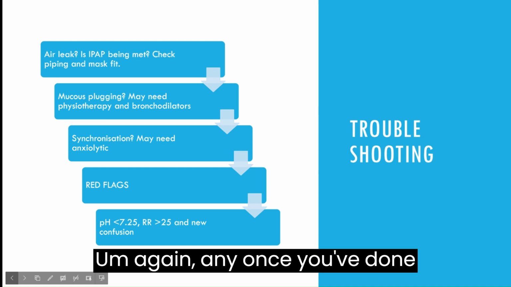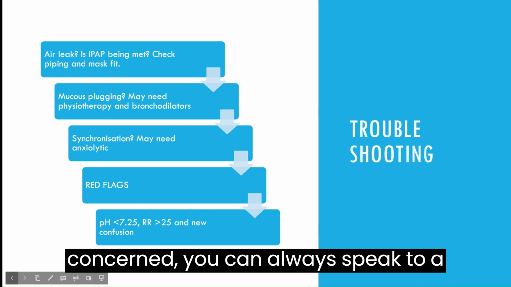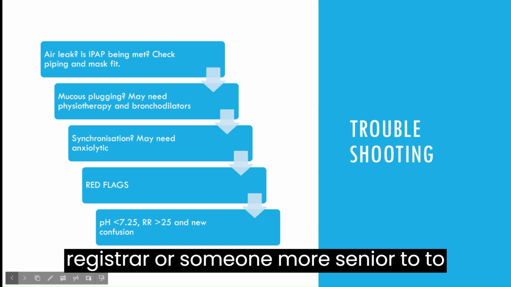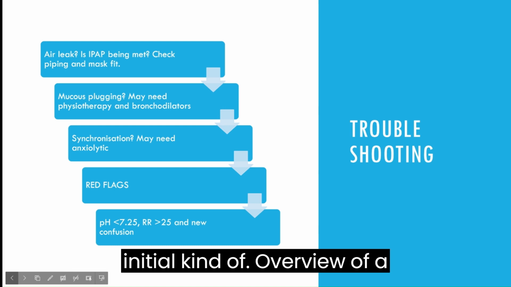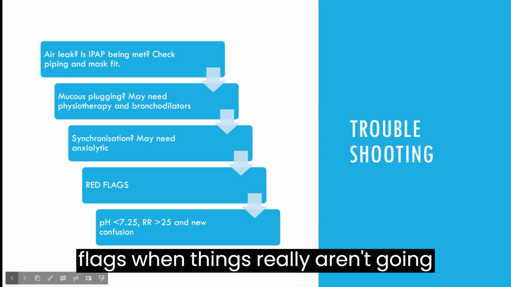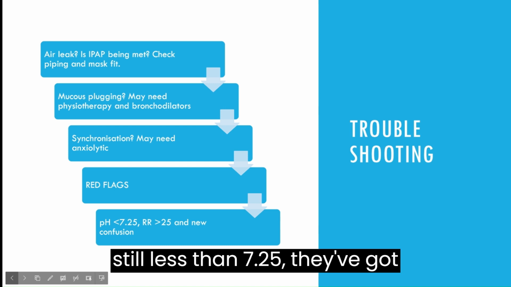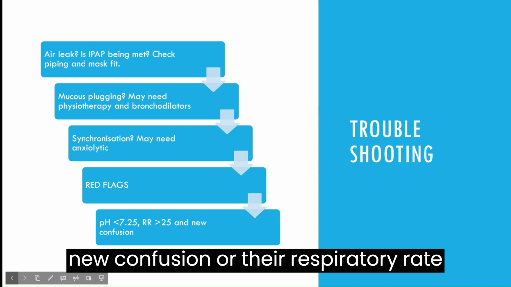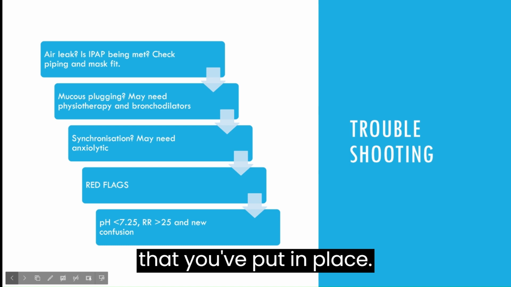Again, once you've done that initial assessment and you're concerned, you can always speak to a registrar or someone more senior to help. But these are some pointers for an initial overview of a patient if you're asked to see them. Red flags, when things really aren't going to plan, are when you've got a pH that's still less than 7.25, they've got new confusion, or their respiratory rate hasn't settled despite the management that you've put in place.